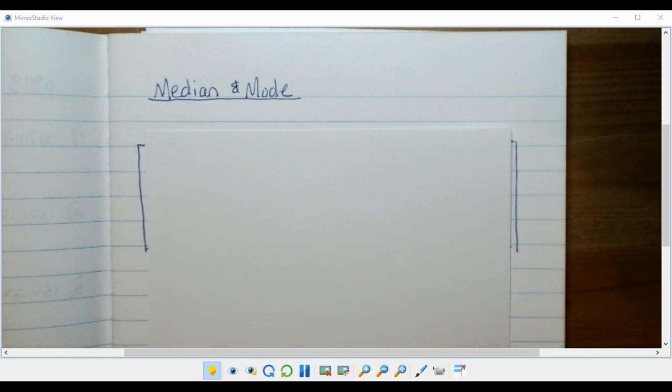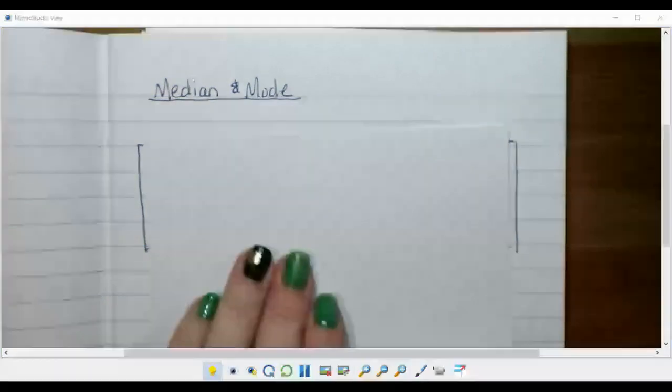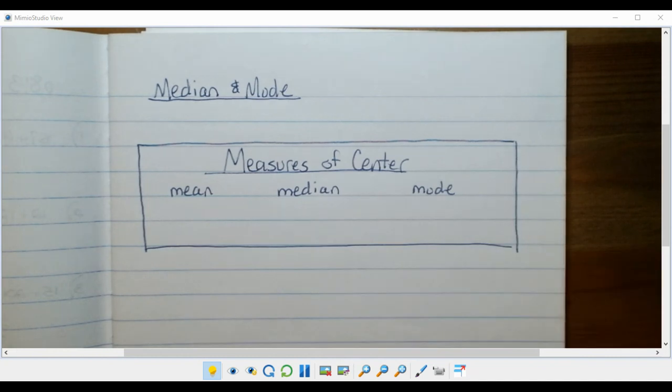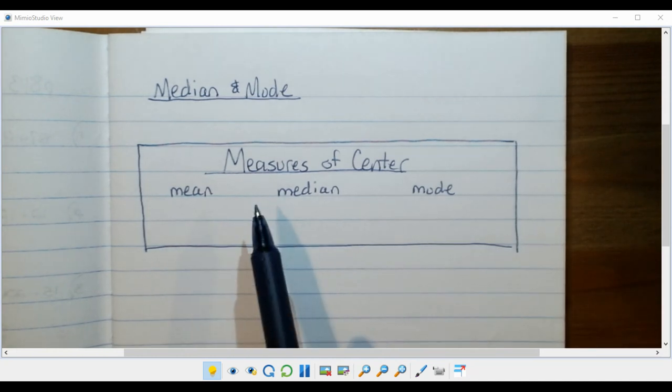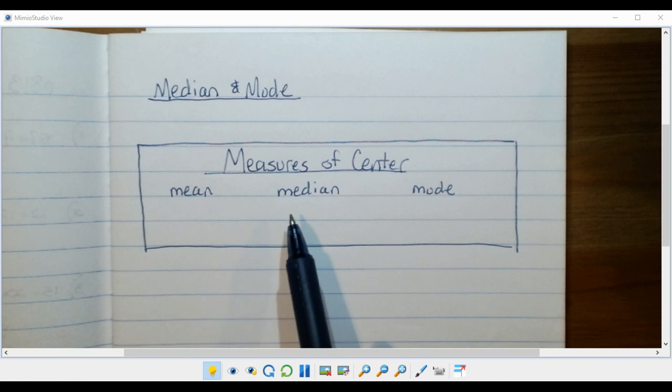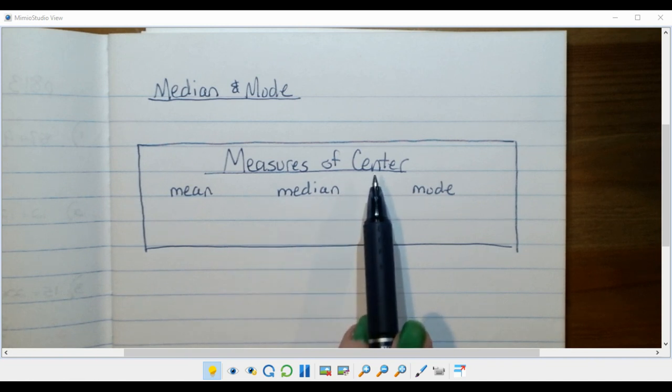So today we're going to take two topics that are related to the ones that we've been studying. We're going to talk about median and mode. These two, along with mean, are what we call measures of center. And they're exactly that. When you've got a list of data, they talk about the center or the typical number.